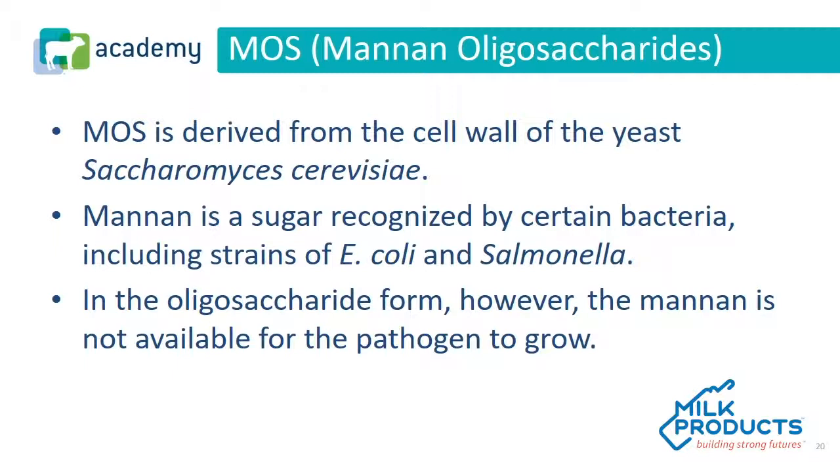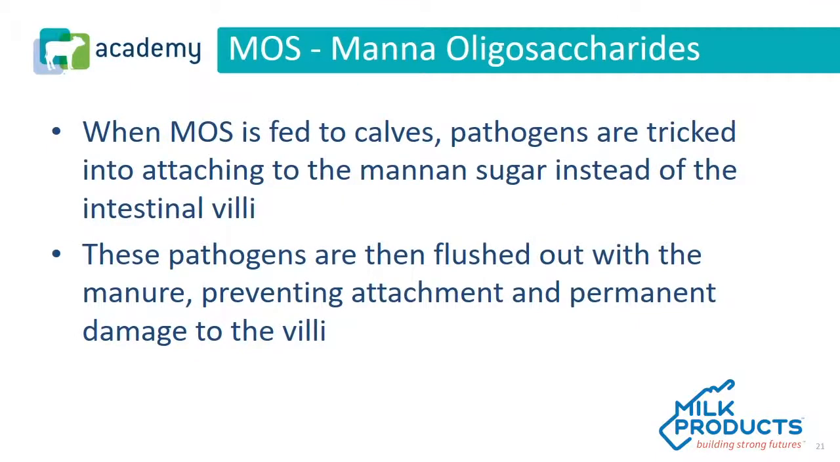Mannan is a sugar recognized by certain bacteria, including strains of E. coli and Salmonella. They attach to it as an energy source. However, in the oligosaccharide form, the mannan is not available for the pathogen to use as energy and to grow. When MOS is fed to calves, the pathogens are tricked into attaching to the mannan sugar instead of the intestinal villi, as discussed in a previous slide. Pathogens are then flushed out with the manure, preventing the attachment and permanent damage to the villi. They act much like an antibody, however they attach at a nutritive site on the pathogen rather than an immunological site where the antibodies attach.